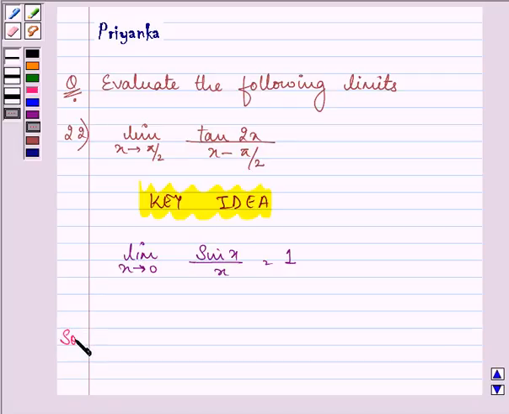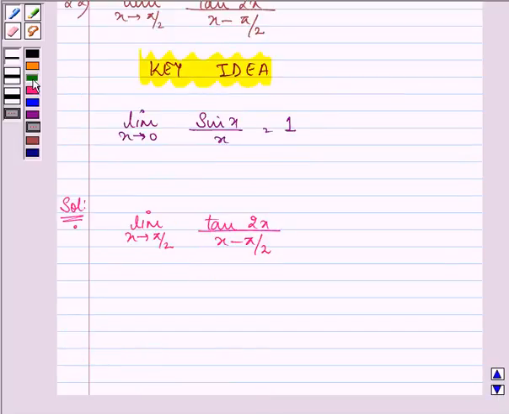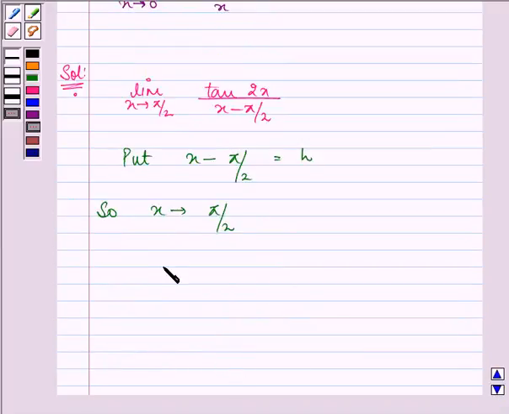Now, proceeding with the solution, we have limit x approaches pi by 2 of tan 2x divided by x minus pi by 2. Now here, let us put x minus pi by 2 equal to h. So, as x approaches pi by 2, therefore, h will approach 0, right?